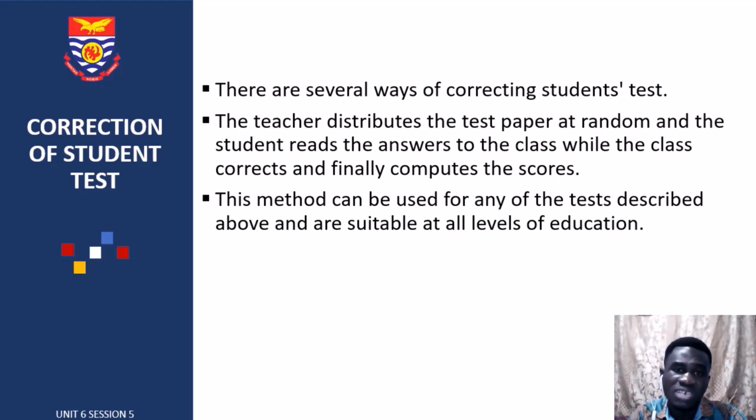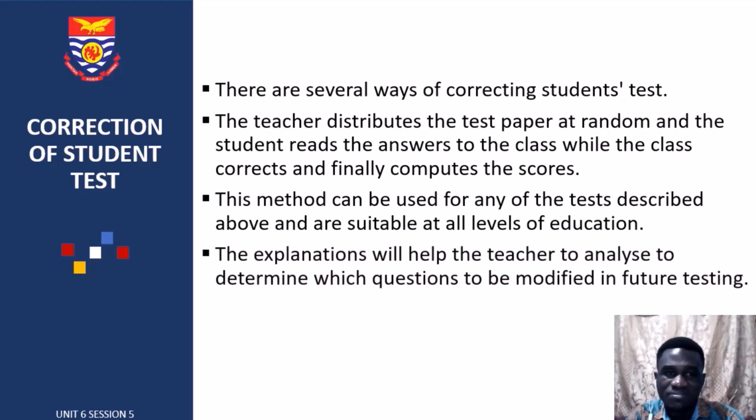Another way is that the student may be given a key or answers after they have taken the test. They then correct their own test. Or we can even ask them to write wrong answers at the back of the test paper or on a separate paper with an explanation for their incorrect responses. The explanations that they write at the back of the test paper will help the teacher to analyze and determine which questions to modify in future testing.